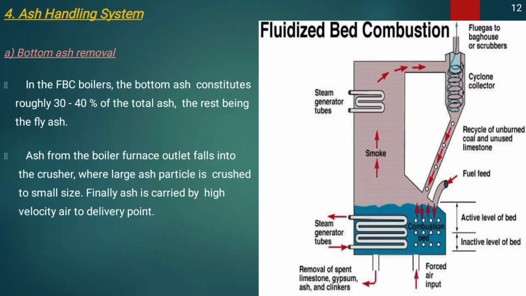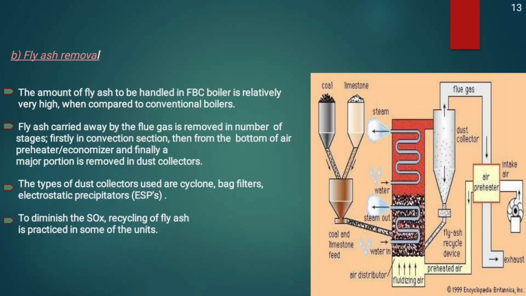Ash handling system. Bottom ash removal. In the FBC boiler, the bottom ash constitutes roughly 30 to 40% of the total ash, the rest being the fly ash. Ash from the boiler outlet falls into the crusher. The crushing will take place. The large ash particles are crushed to small size. Finally, the ash is carried by high velocity air to the delivery point.